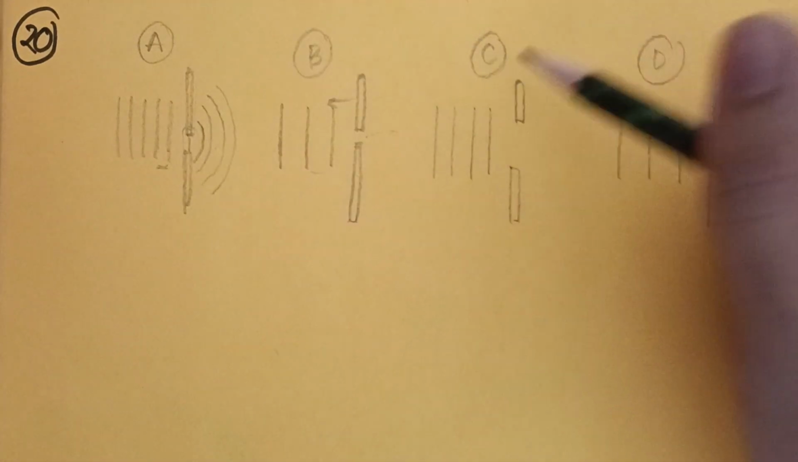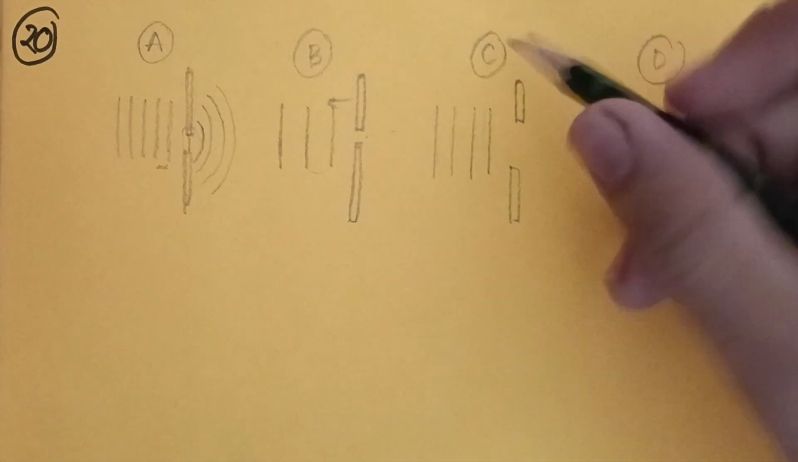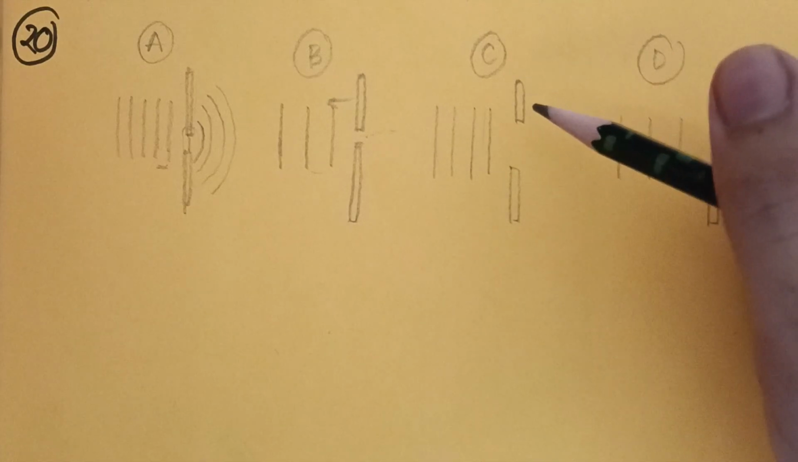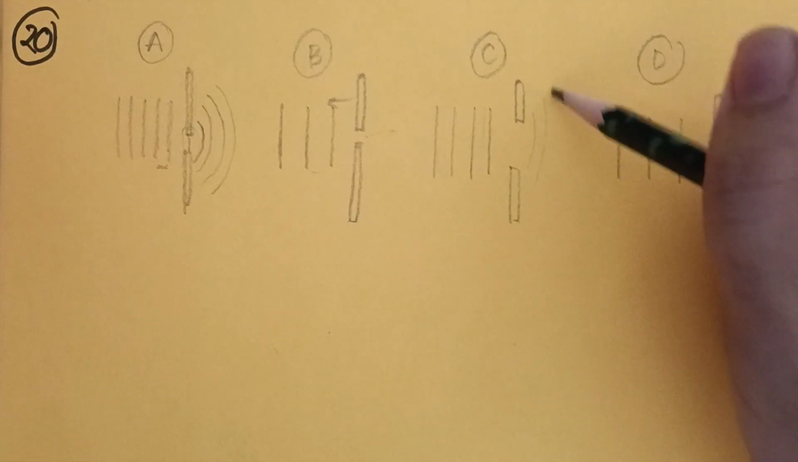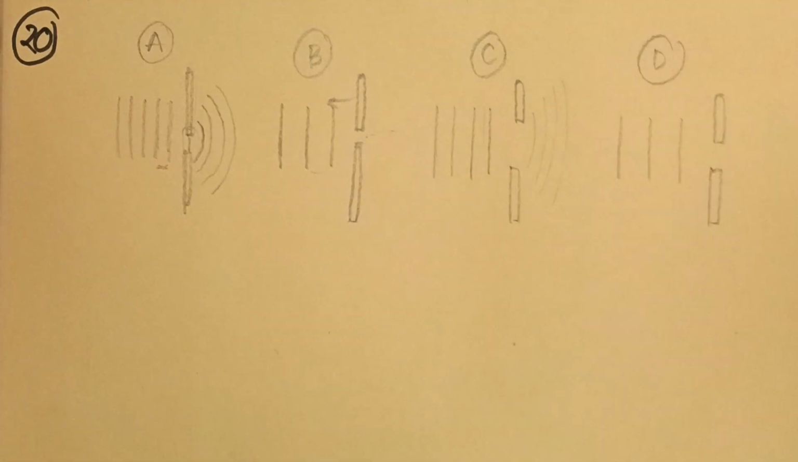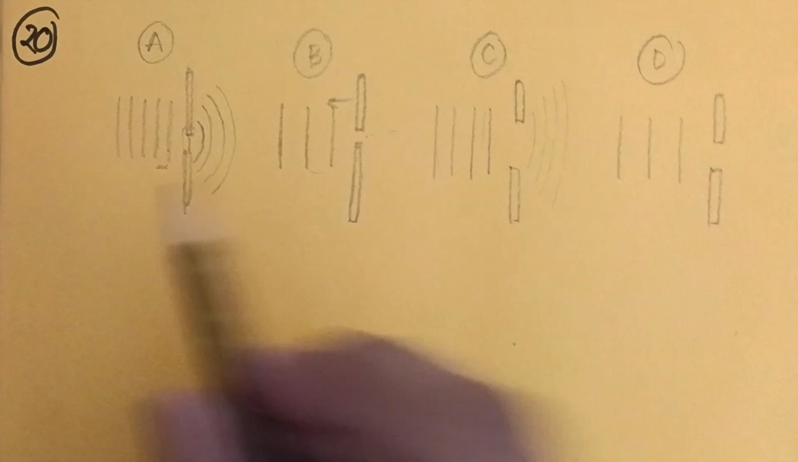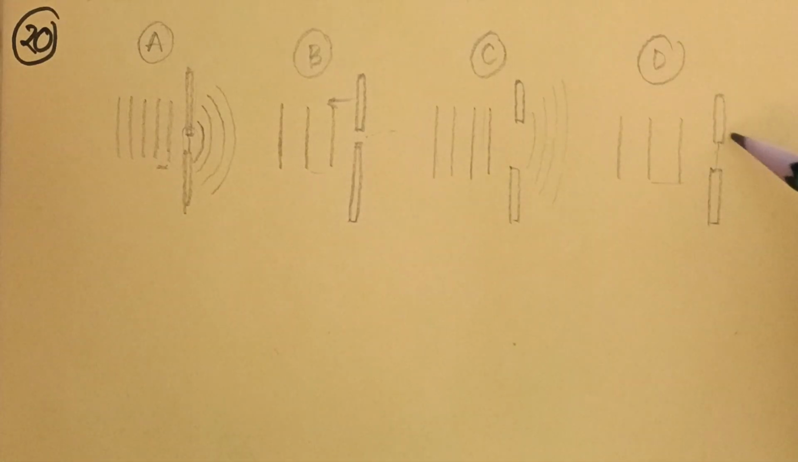Option C says we have very small wavelength, but we have a high gap. So there will be diffraction, but it will be very low. It will be something like this. The waves will remain almost parallel. Option D says, similar to option A, we have the wavelength which is equal to the gap. So we have maximum diffraction over here again.